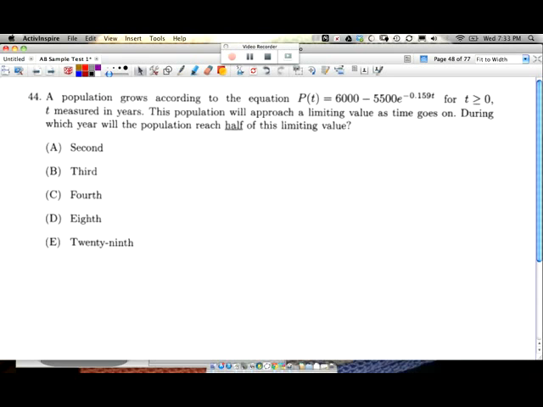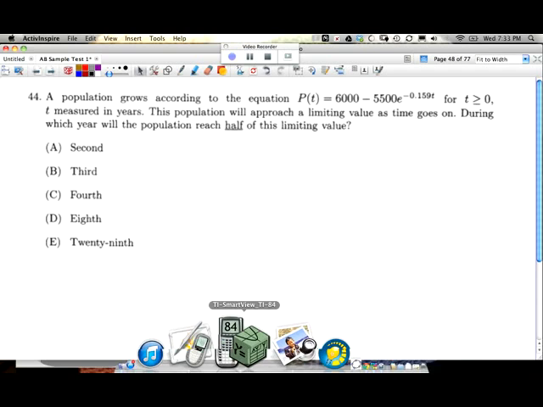A population grows according to the equation blah. T is measured in years. This population will approach a limiting value as time goes on. During which year will the population reach half its limiting value? Well, let's just graph it and then see what's happening.